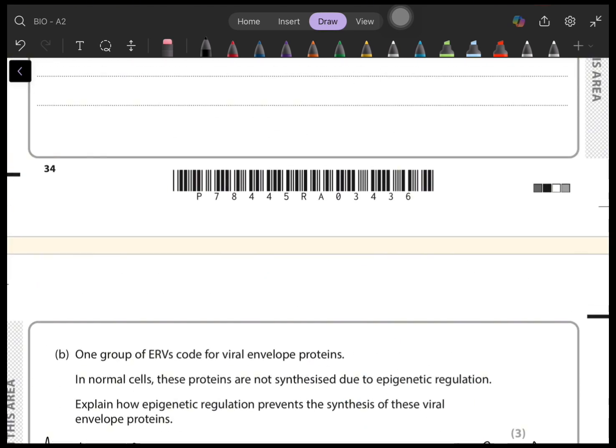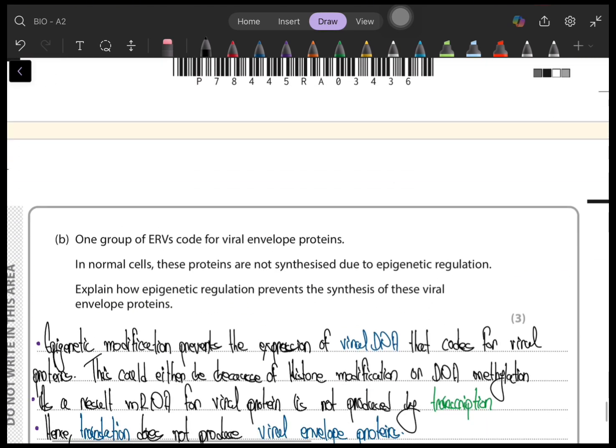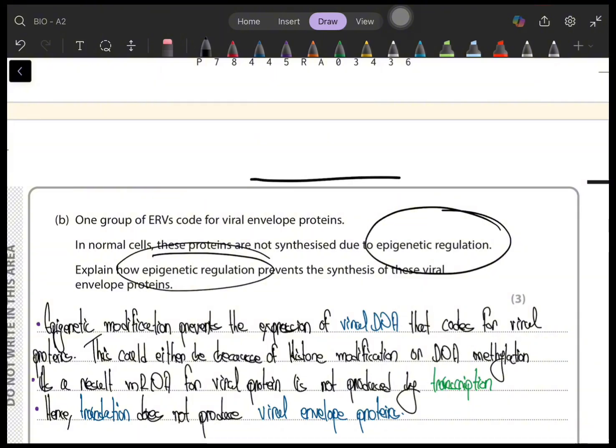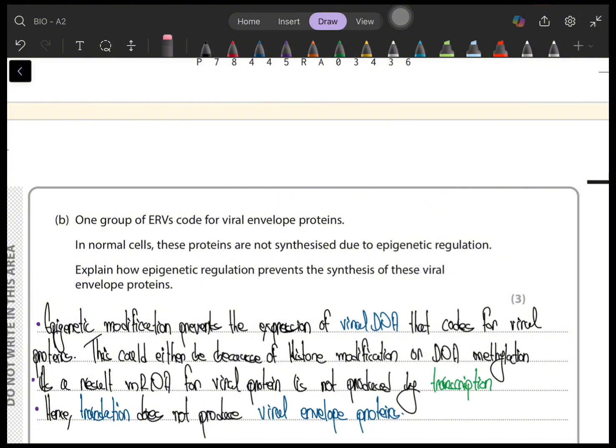One group of ERVs codes for viral proteins. In normal cells, these proteins are not synthesized due to epigenetic regulation, right? Explain how. So it could either be due to histone modification or methylation, right? So it prevents the DNA that codes for viral envelope protein from being expressed, and hence transcription and translation is prevented.